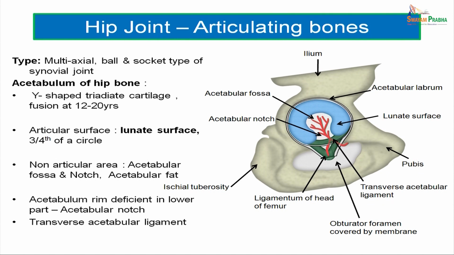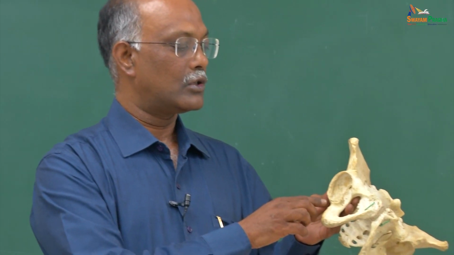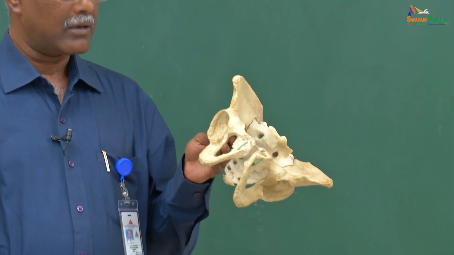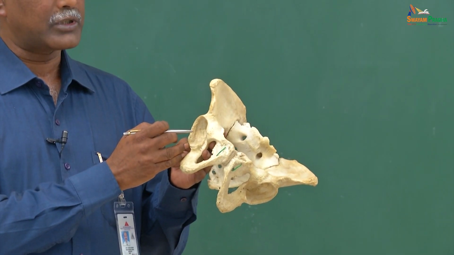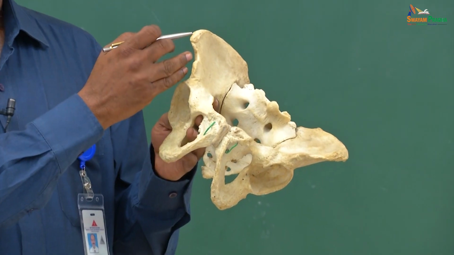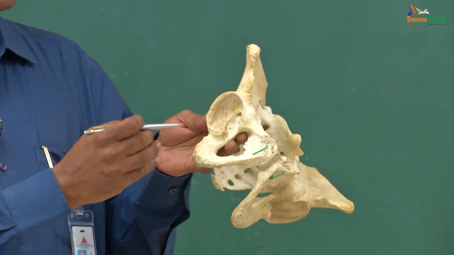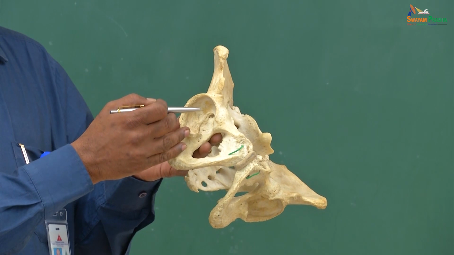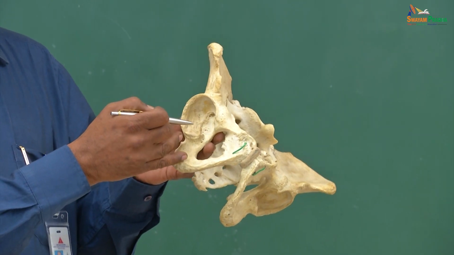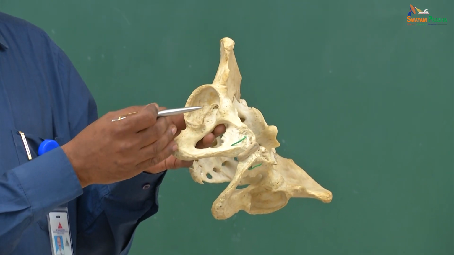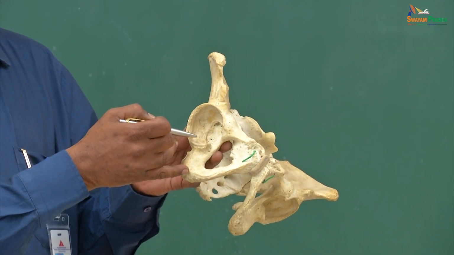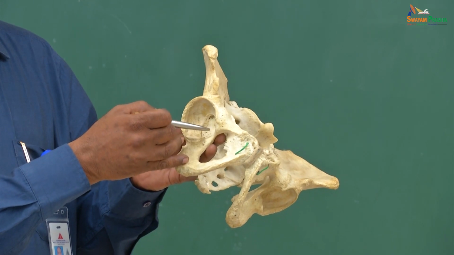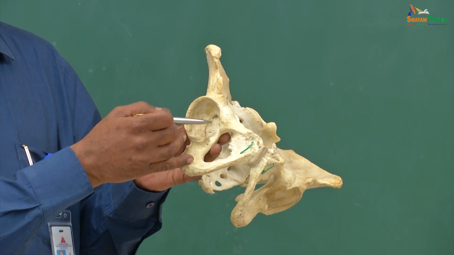Two bones form the articulation. The articulated pelvis shows an outer cup-shaped area called the acetabulum. This acetabulum is formed by contributions from the pubis, the ilium and the ischium. If you look closely inside the acetabulum, there is a horseshoe-shaped area which is smooth in nature. This area is called the lunate surface. Within the lunate surface, there is a roughened area which is called the acetabular fossa.